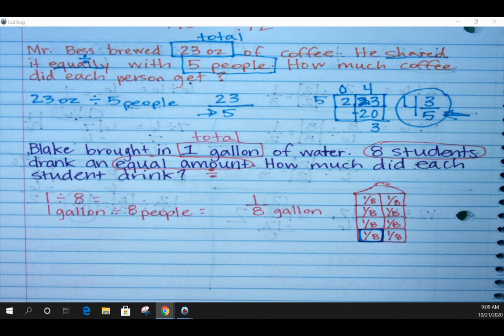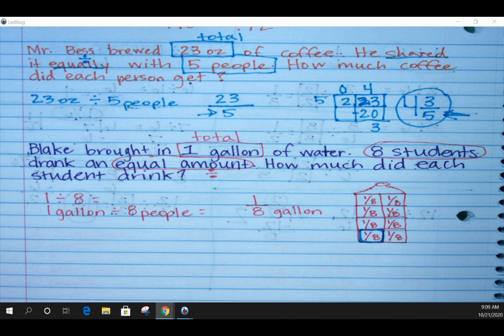Think about the story. Make the story make sense in your brain. Really think about what you're dividing out, and how many people you're sharing it with. Okay?